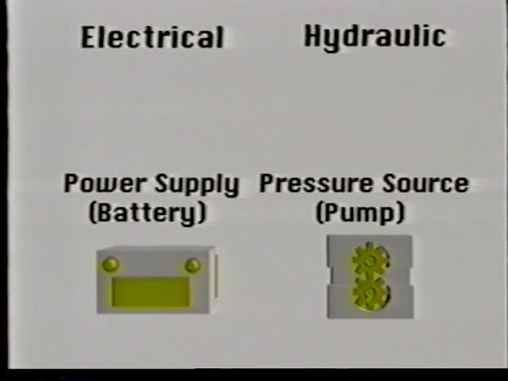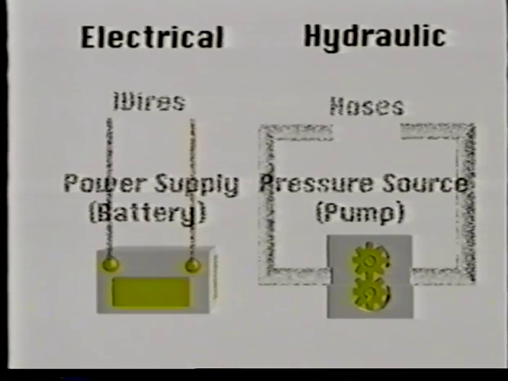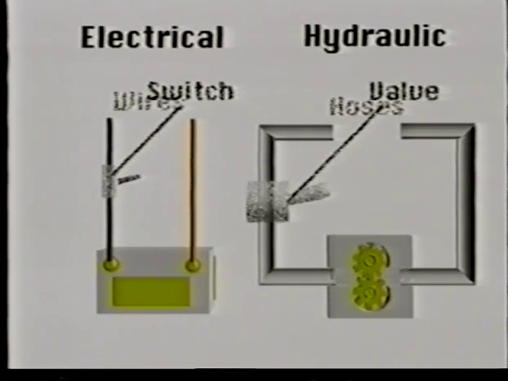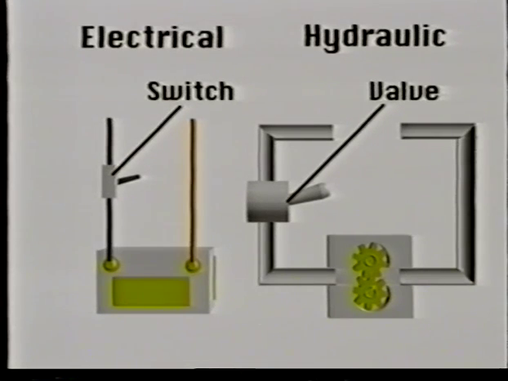A hydraulic circuit can be compared to an electrical circuit. The power source is like a pump that causes flow. The wires are like hoses to route the direction of flow. A control valve would be comparable to an electric switch. They both control flow through their circuits.